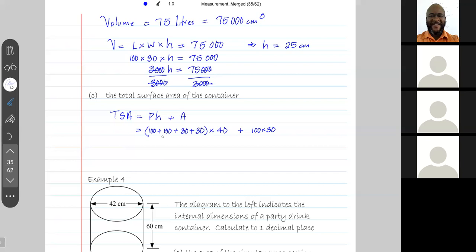So this is 260 times 40 plus 3,000. So 260 times 40 plus 3,000. The total surface area is 13,400 centimeters square. That's the total surface area of this open container: 13,400 centimeters square.